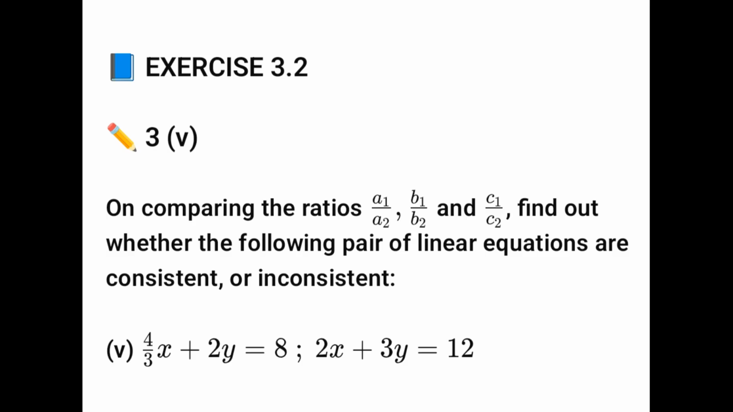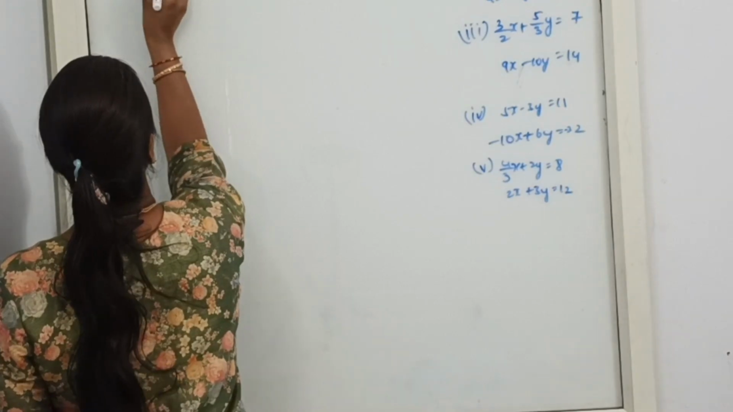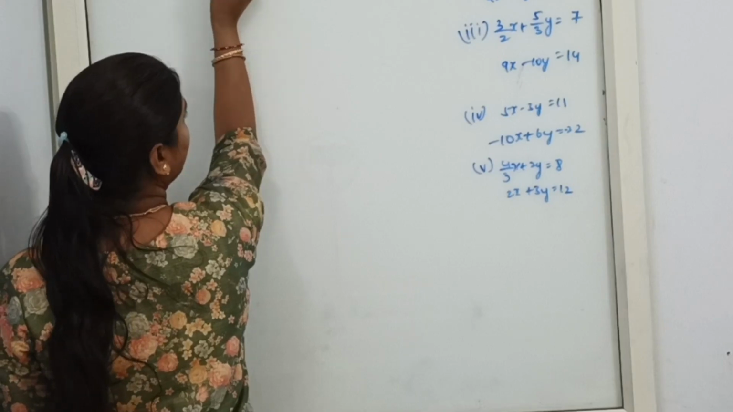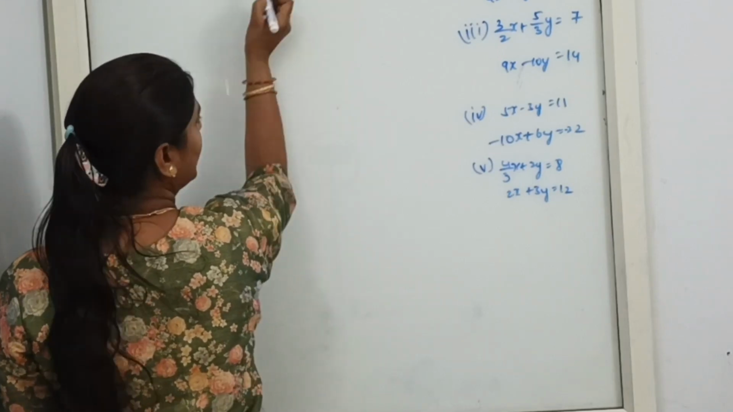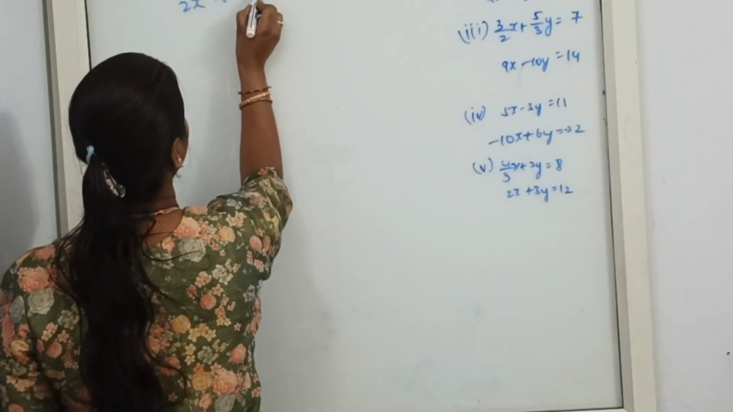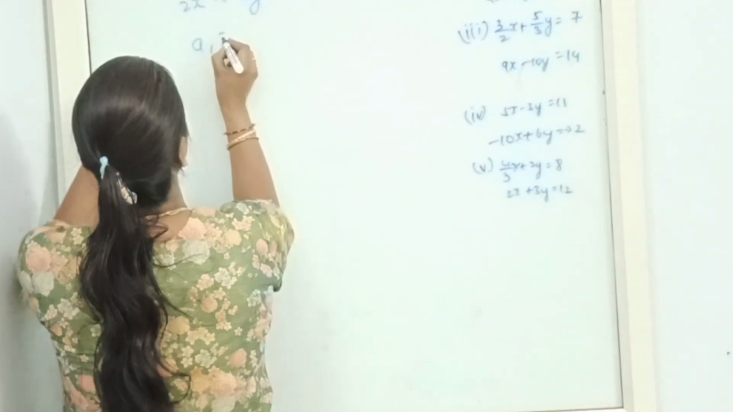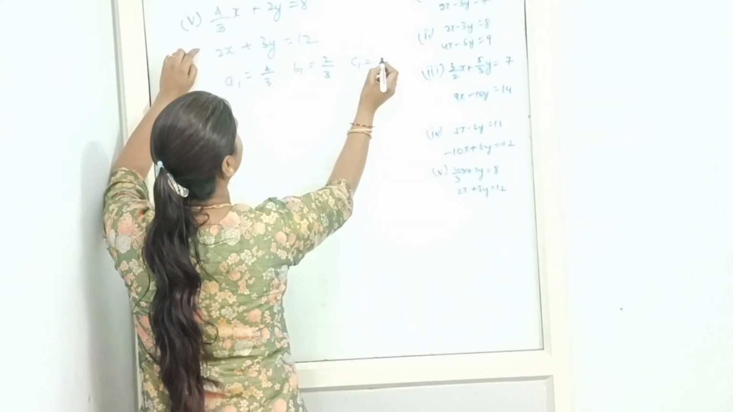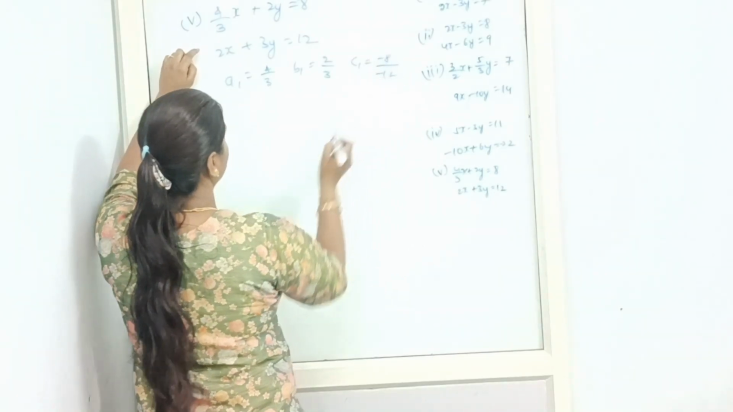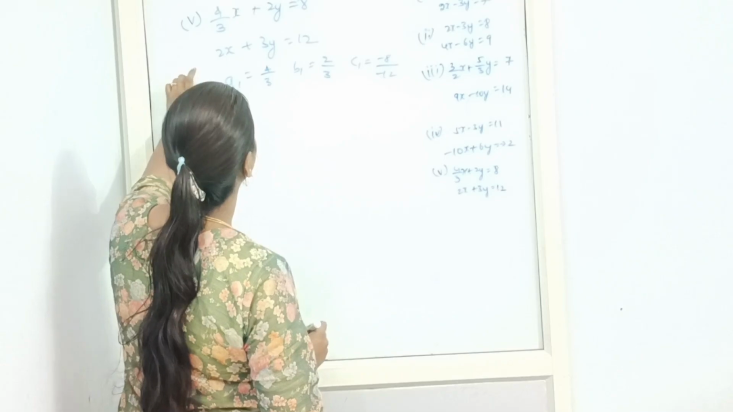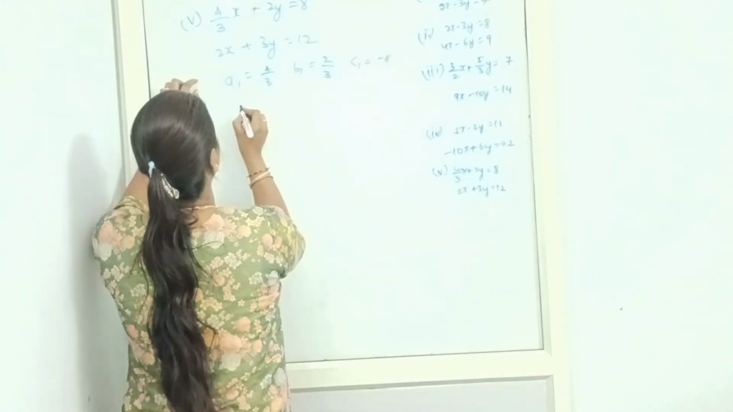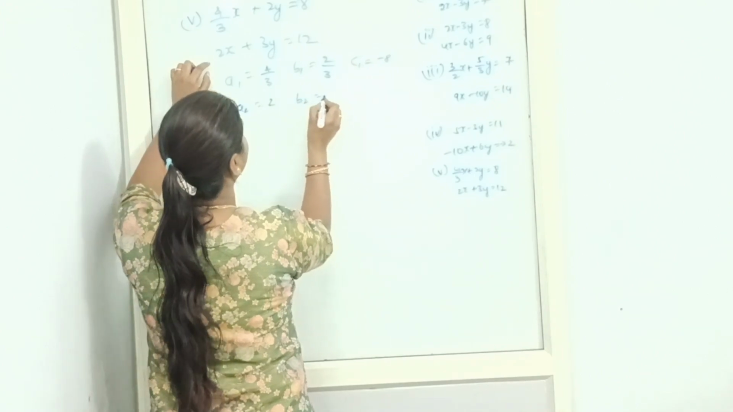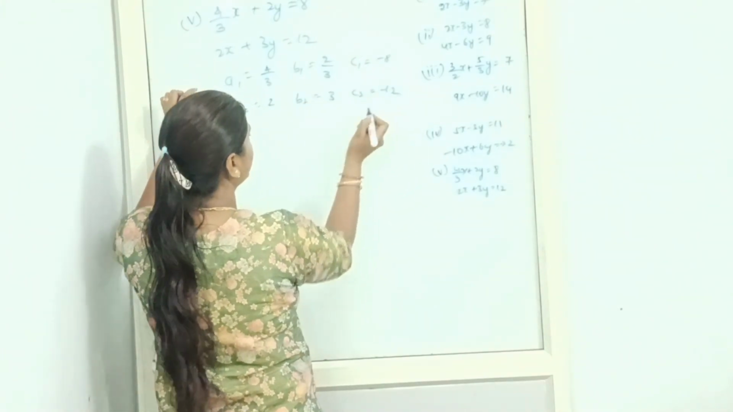Then the fifth one is 4 by 3x plus 2y is equal to 8, 2x plus 3y is equal to 12. What is A1? 4 by 3, B1 is 2 by 3, C1 is minus 8. Sorry, this is minus 8. And A2 is 2, B2 is 3, C2 is minus 12.